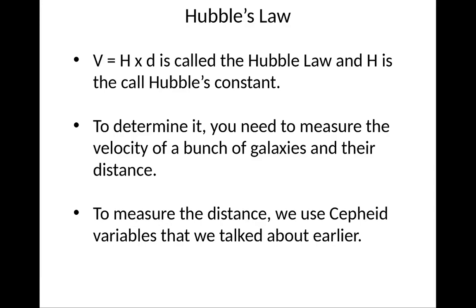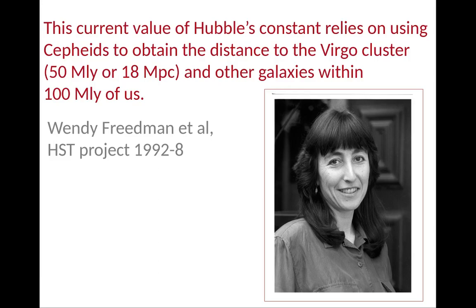So to determine it, you need to measure the velocity of a bunch of galaxies at their distance. And to measure distance, we use Cepheid variables, which we talked about earlier. Okay, so the current value of Hubble's constant: we use Cepheids to measure distances to the Virgo cluster and other galaxies within about 100 million light years of us, roughly about 30 megaparsecs.